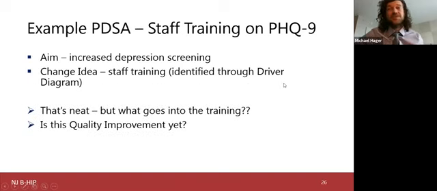Because while that sure is neat, what goes into the training? Who is being trained? On what timeline? What is being done to maintain the learning that happens through that training? And so we should ask ourselves, if we have an aim and a change idea and we take something off the shelf and then walk away, is that really quality improvement? It's not. Let's go to the next slide.